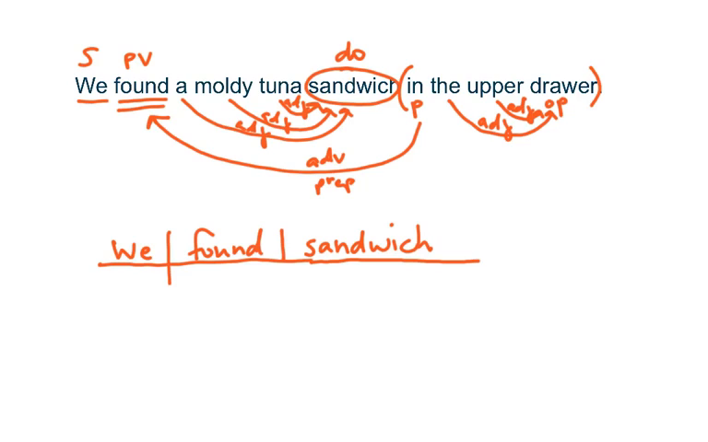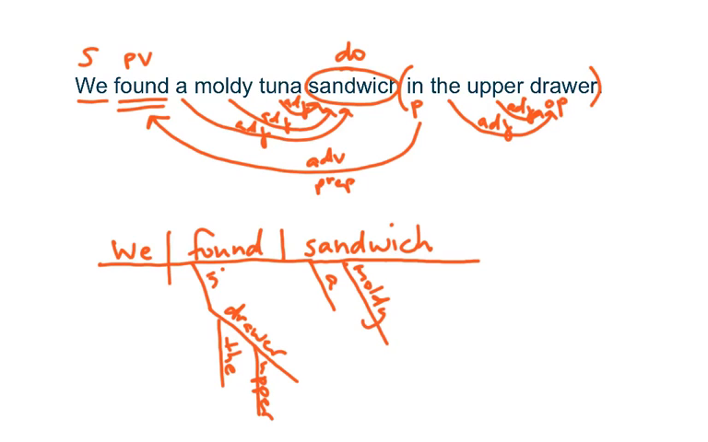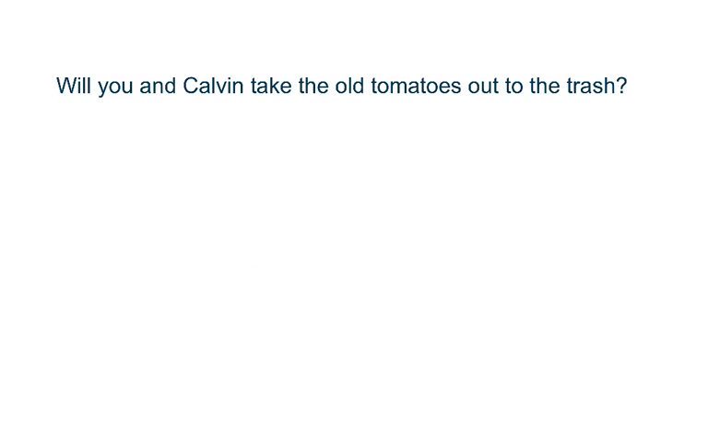Let's hang our modifiers. None for we, but for found we have in the upper drawer. In, drawer, the, upper. For sandwich, oh yes, a moldy tuna. Very good. Let's look at our next appetizing sentence.